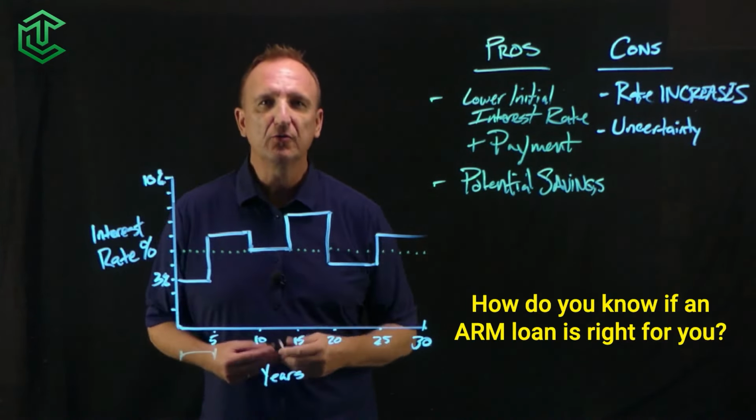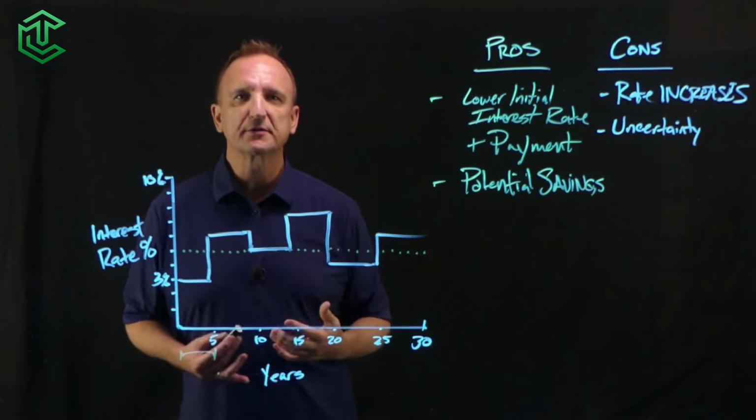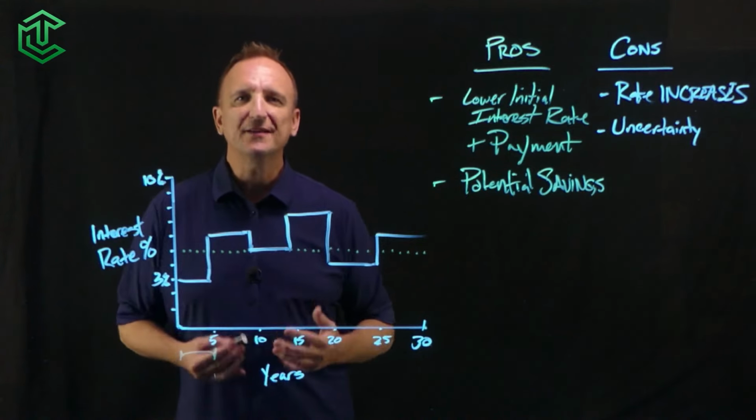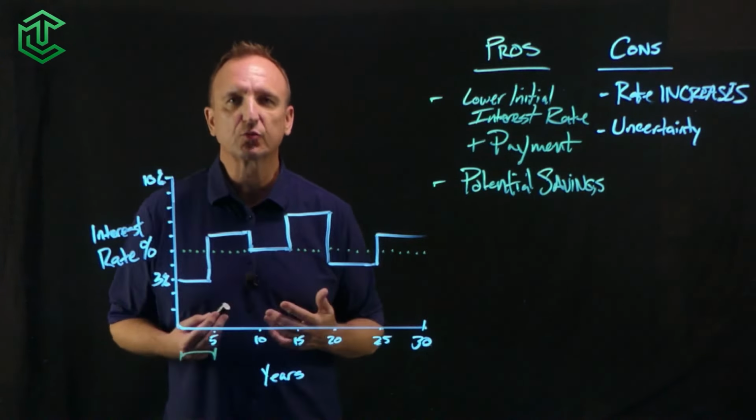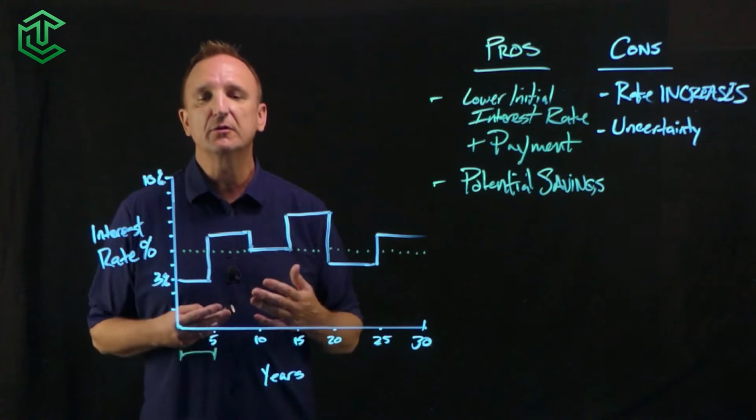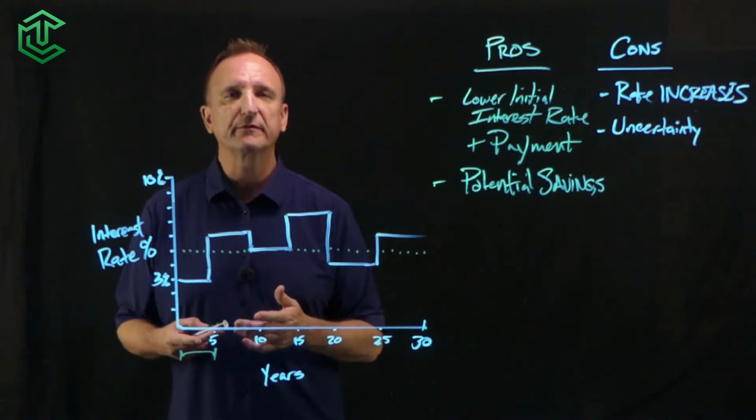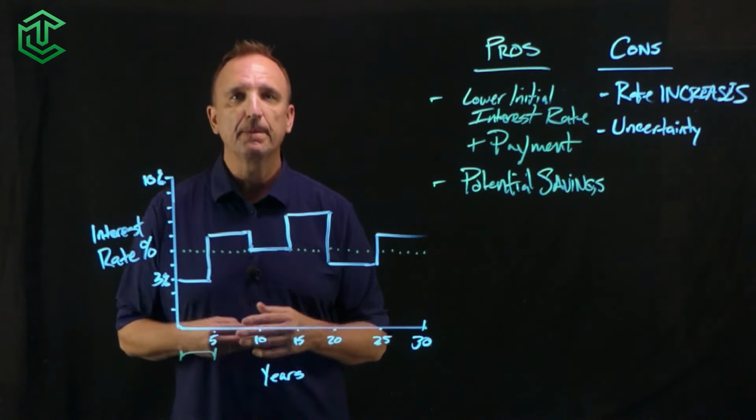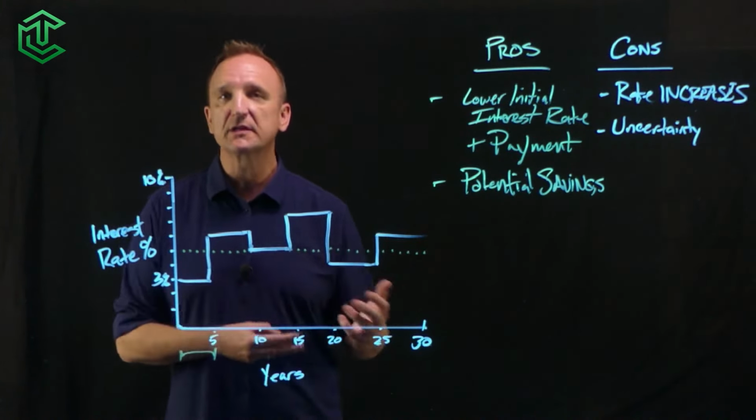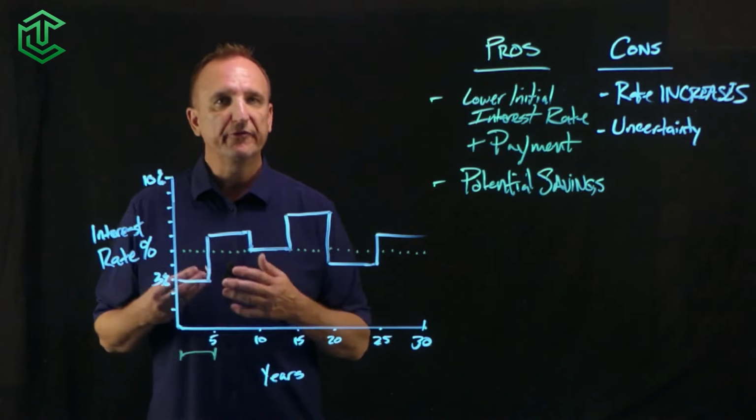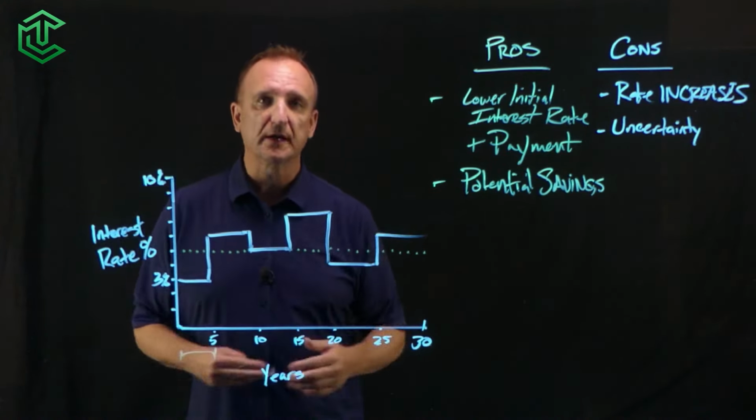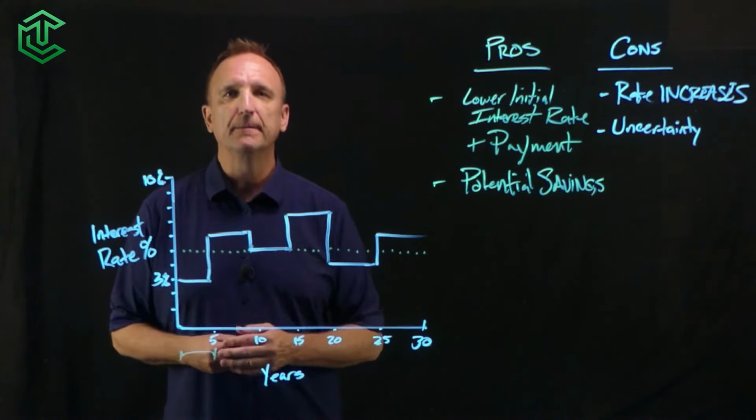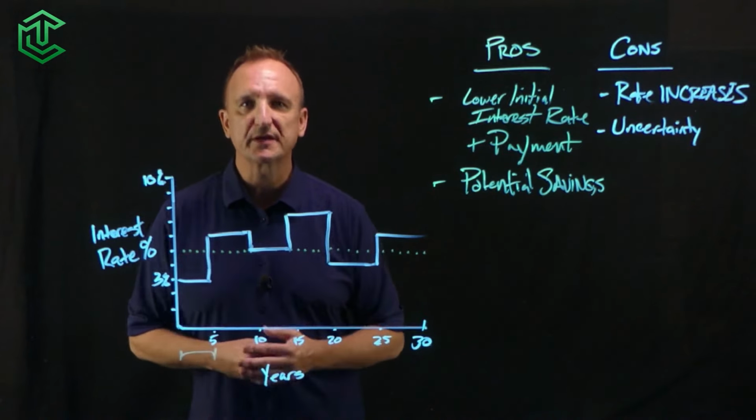So how do you know if an ARM loan is right for you? Obviously, nobody has a crystal ball, and you can't always tell what's going to happen with interest rates in the future. The answer depends on your goals and your risk tolerance. If you only plan on holding the property for a short period of time and you aren't worried too much about the risk of your payment going up, an ARM loan can be a great option and you can save money in the long term. But if you plan on being on the property for a long time and you don't want the uncertainty of your payments fluctuating wildly, then an ARM loan might not be the best option for you.